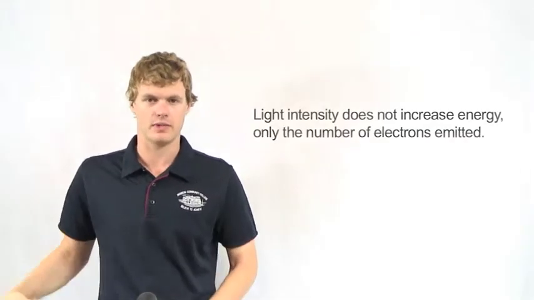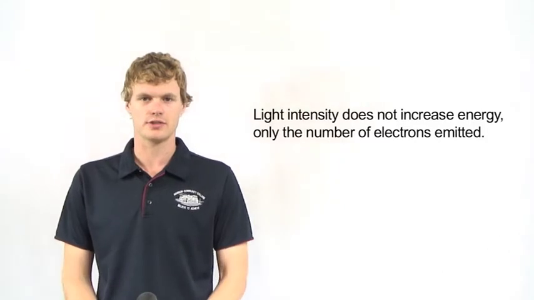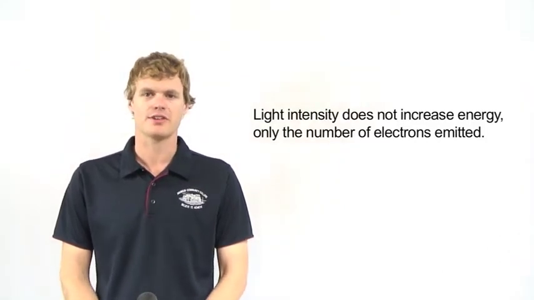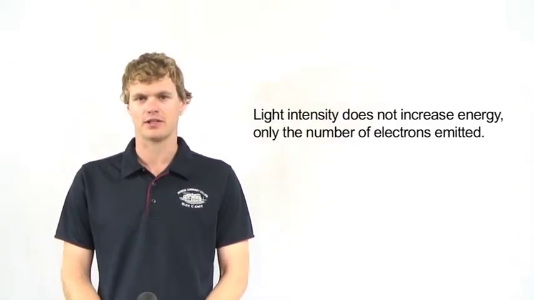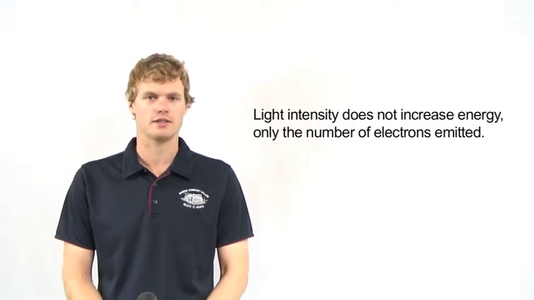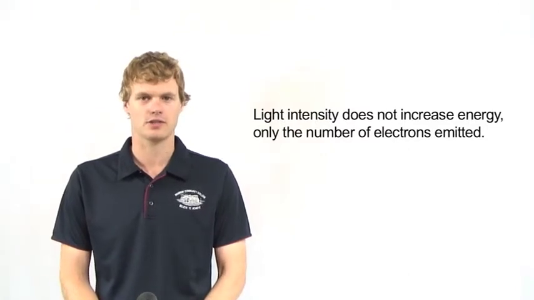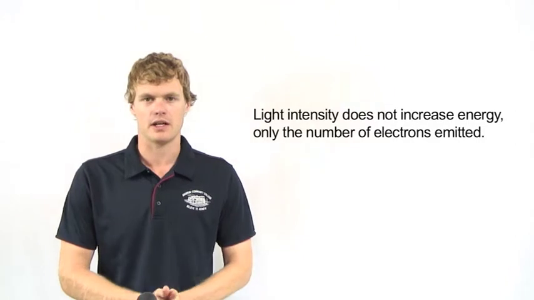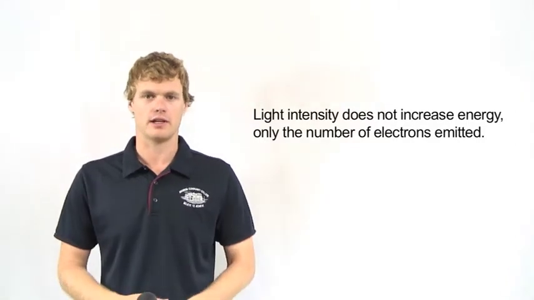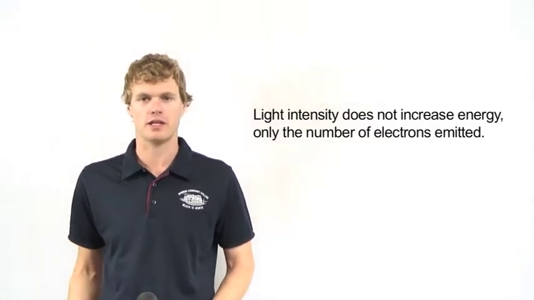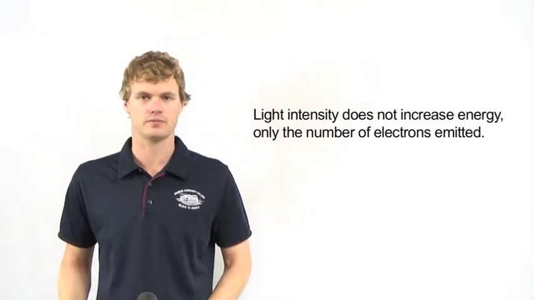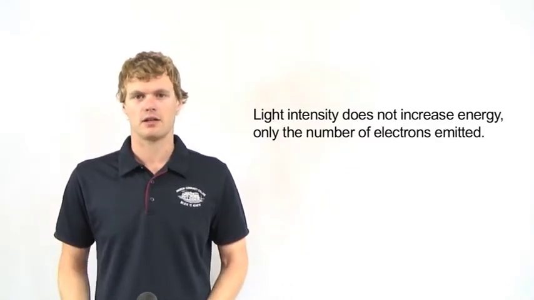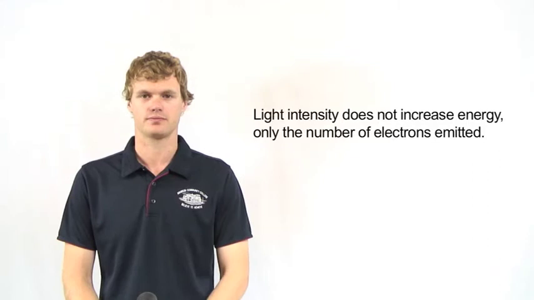The intensity of this light, or this electromagnetic wave, onto the surface does not increase the energy of the electrons. It only increases the amount of electrons. So we don't get an increase in the kinetic energy of our electrons coming off of the surface if we increase the intensity of the light. We only get a higher current forming. So we get more electrons moving.